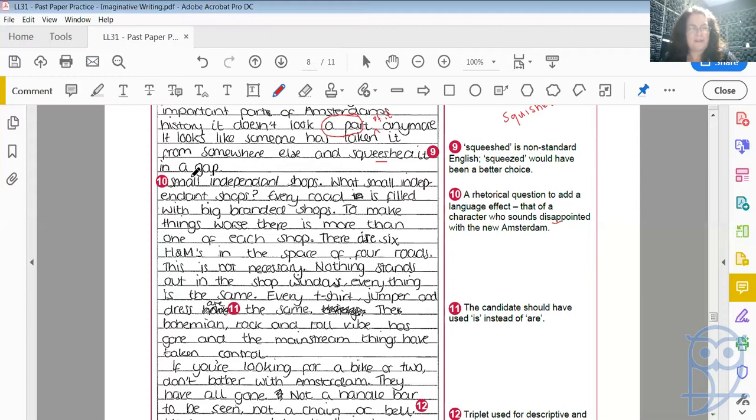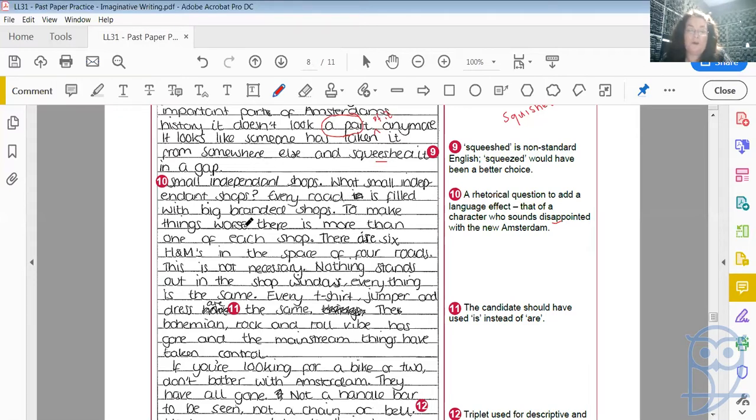So if that first sentence had been expressed a bit better, I think it would have worked well. Instead of having this, you could have had a plethora of small independent shops, question mark. What small independent shops, question mark, okay? So that might have worked a bit better, because then you know that the idea is moving on to something else. Every road is filled with big branded shops.